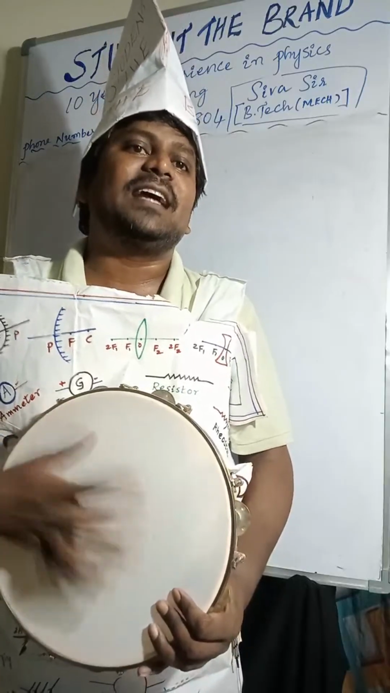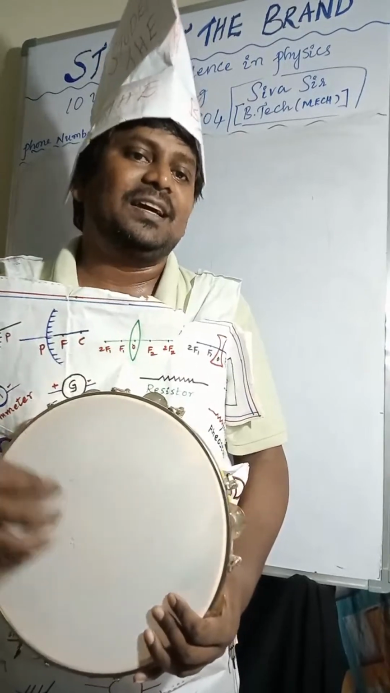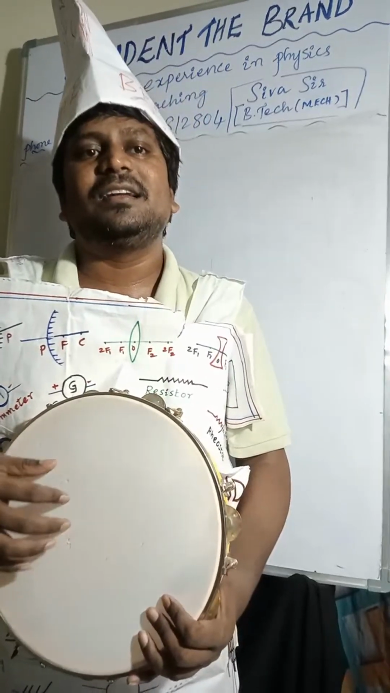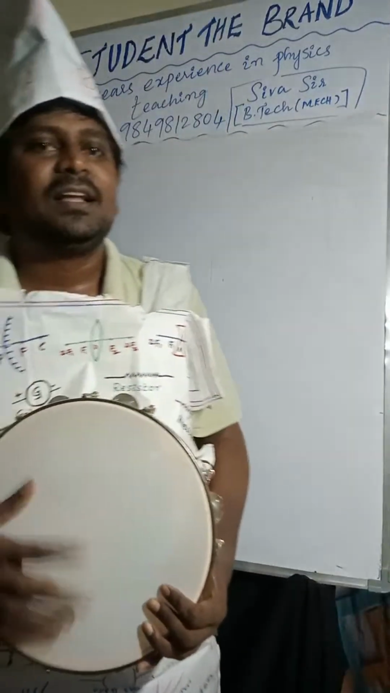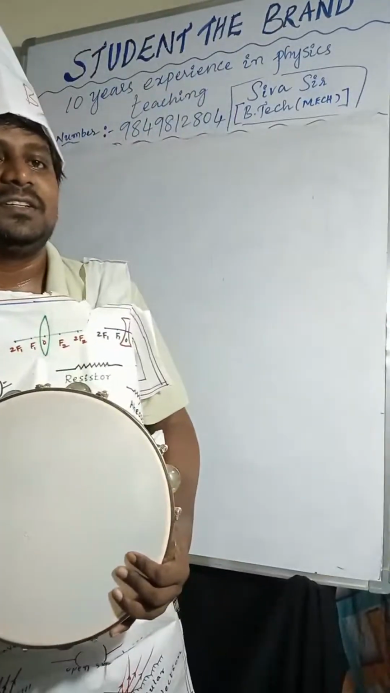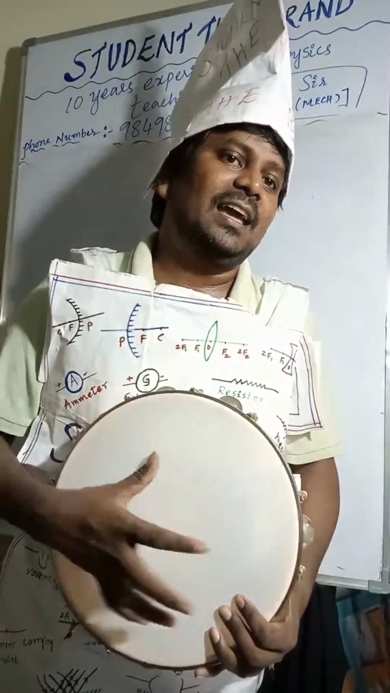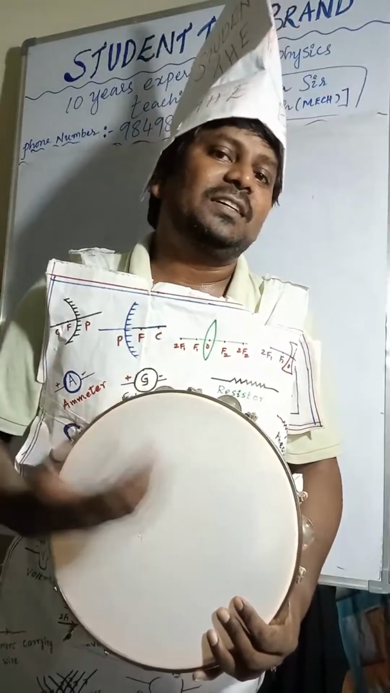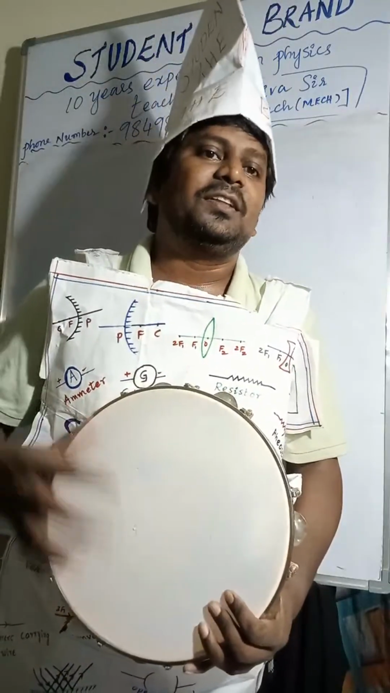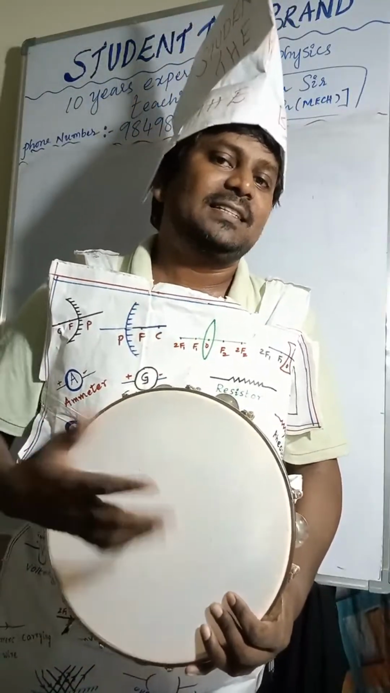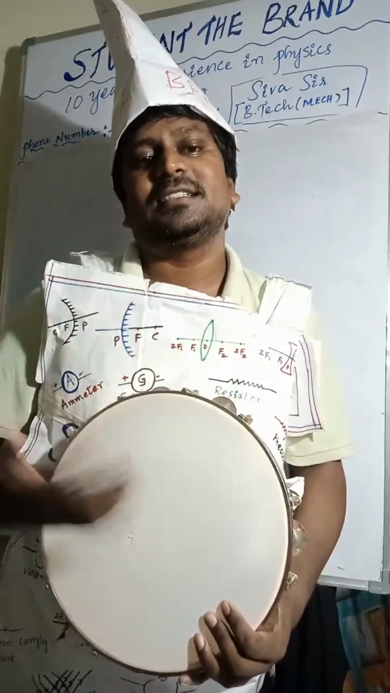New Cartesian sign convention: all distances are measured from the pole. Distances are positive along the direction of incident ray, negative opposite to the incident ray. Distances are positive above the principal axis, negative below the principal axis.